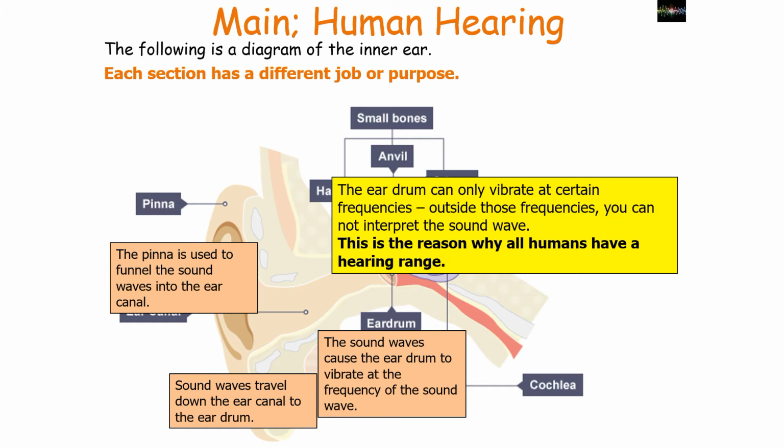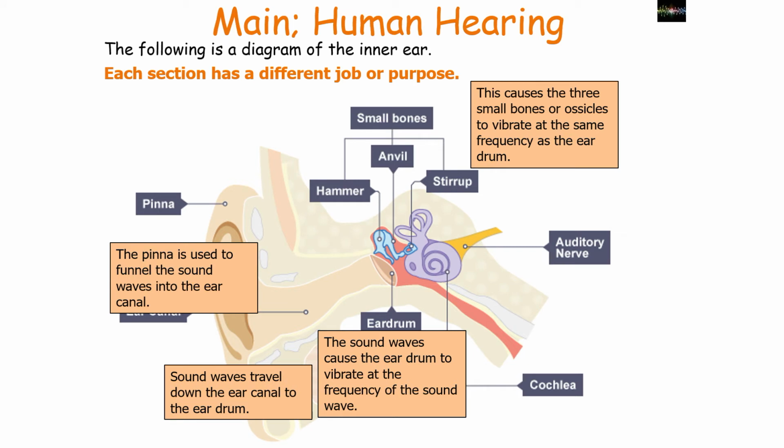Now the eardrum can only vibrate at certain frequencies. Outside those frequencies, you cannot interpret the sound wave. This is the reason why all humans have a hearing range. Now this will then cause the three small bones, or ossicles, to vibrate at the same frequency as the eardrum.